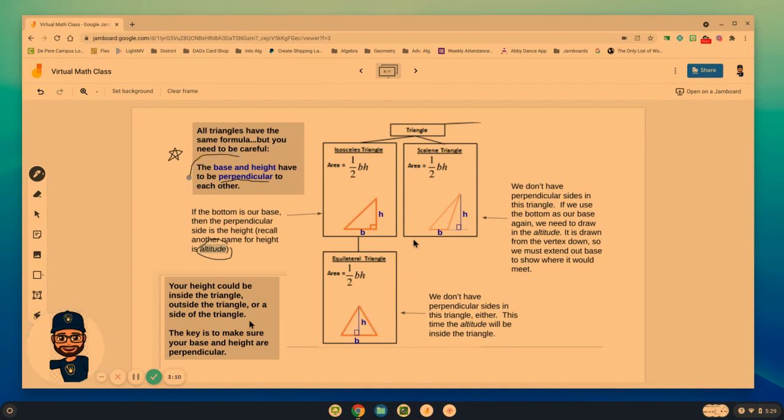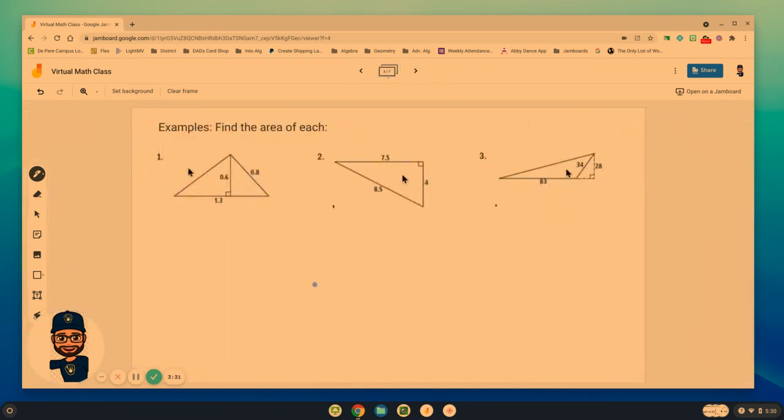But the key concept is this up here when they give you pictures and what you're looking for. The base and the height of a triangle have to meet at a perpendicular. They have to meet at that 90-degree angle. So we're going to look at some examples here and see if we can't find the area of some triangles.